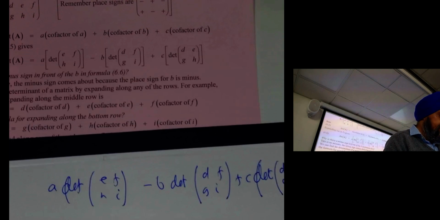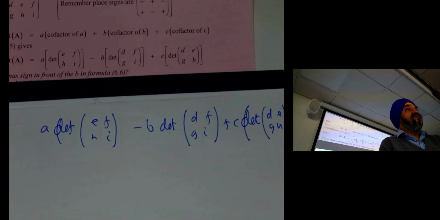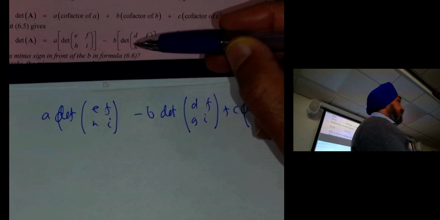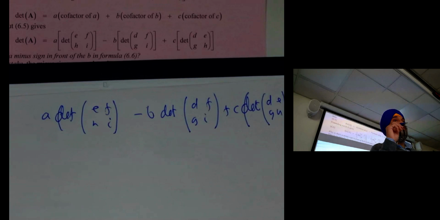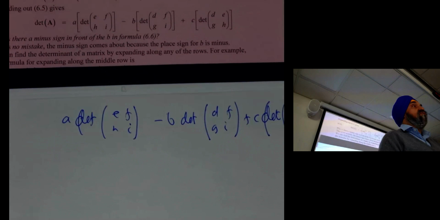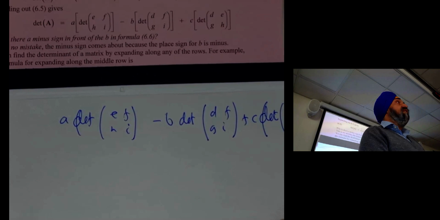So that's your expansion, and like I say, you might say there's a plus sign here and it's changed to a minus. That is no mistake. That is the position or the address of the second entry, and it's got a negative in there.